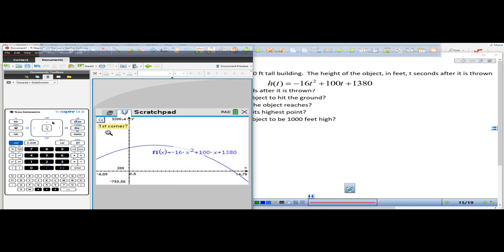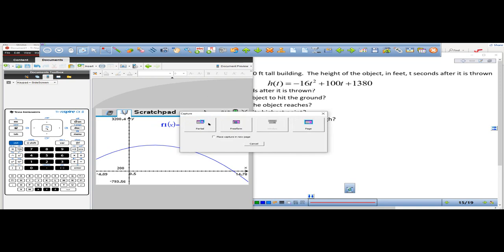Remember, we can always pick up these labels and move them so that they're out of the way. Real quick, I'm going to screen capture this and then talk about what everything means in the context of the problem when you graph this. Let me screen capture this real quick.